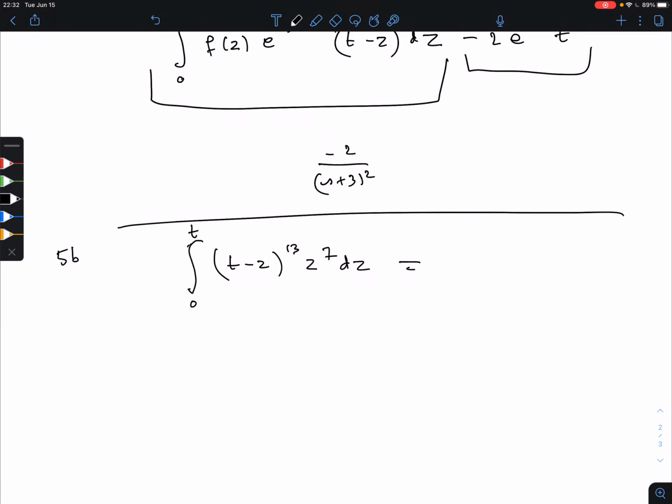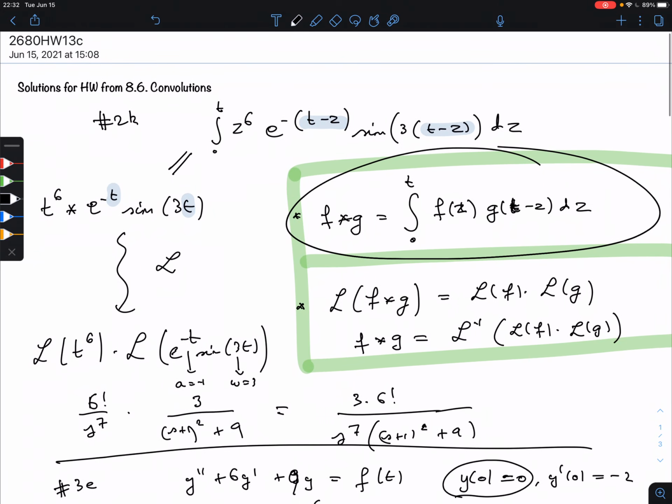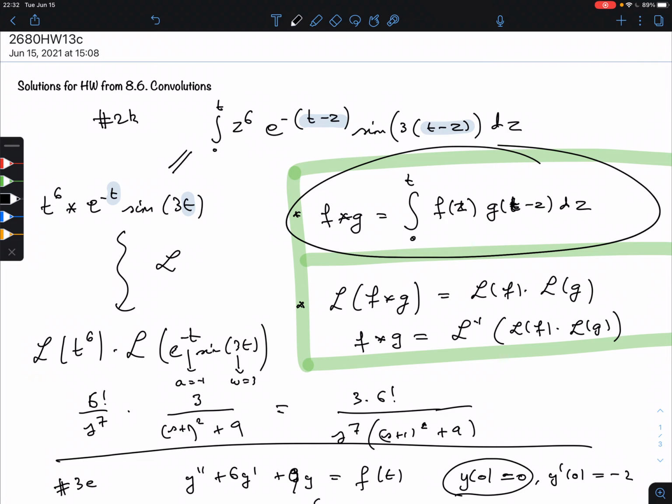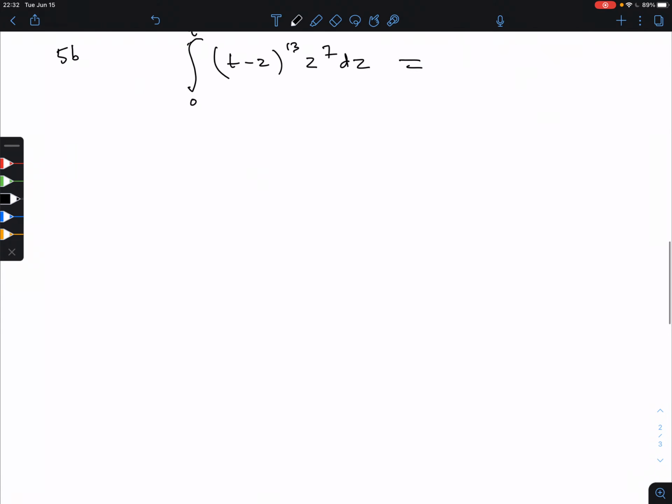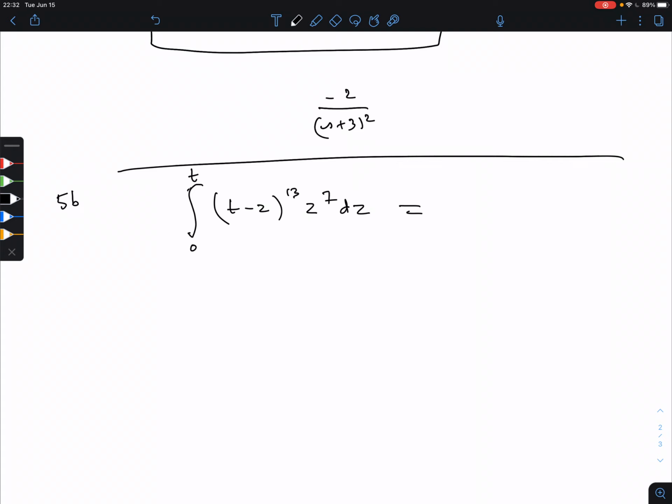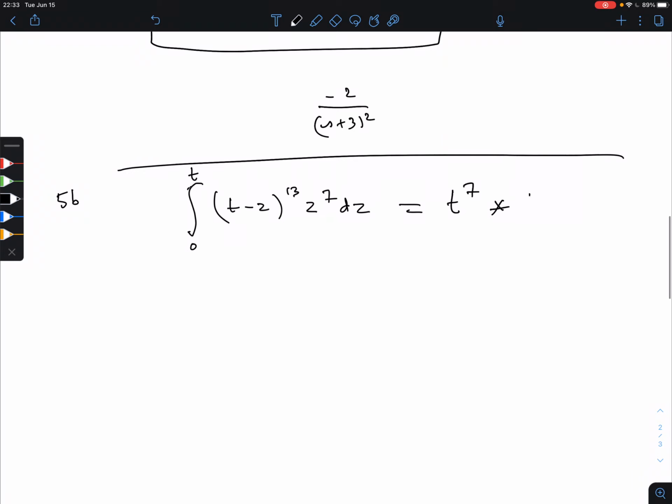So step 1, like we did in question number 2, the first thing we needed to do is write this integral as a convolution. Because this is called a convolution integral. You have to recognize this, right? Why is it a convolution integral? Because some factor is a function in z, and the other factor is a function in t minus z. And what are these two factors? Well, t to the 7th, remember, I don't use the variable z, I use the variable t for both of these functions now. And what is the second factor? Well, t to the 13th.